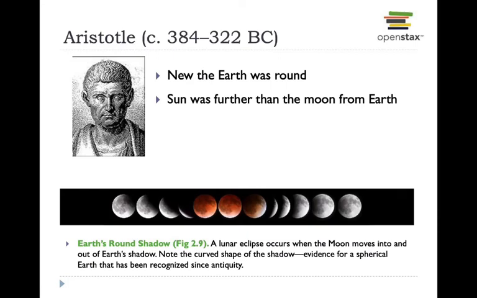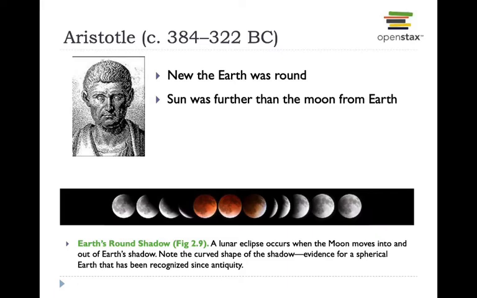Aristotle, so the Greeks knew a lot of interesting things here. This is in about 384 to 322 BC. They already knew the Earth was round, right? We talk about Christopher Columbus, 1600s or so, talking about that the Earth was still flat. This was known very early on.